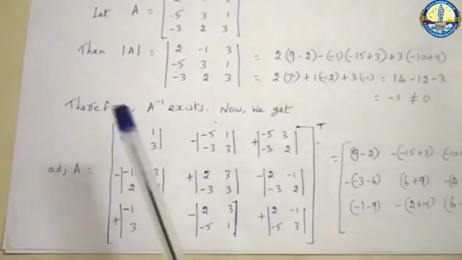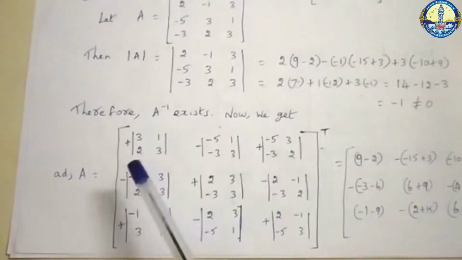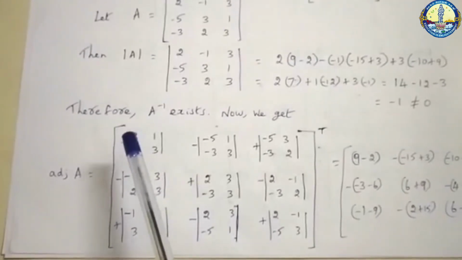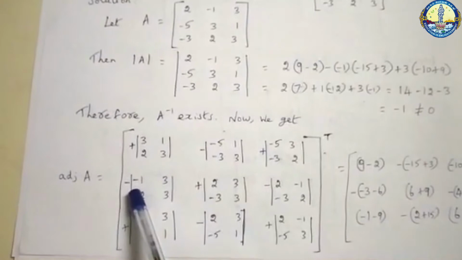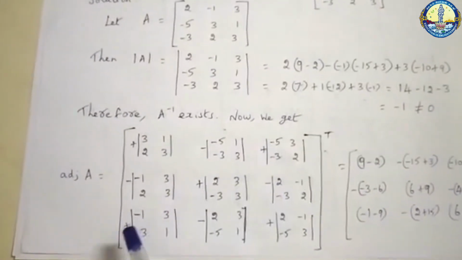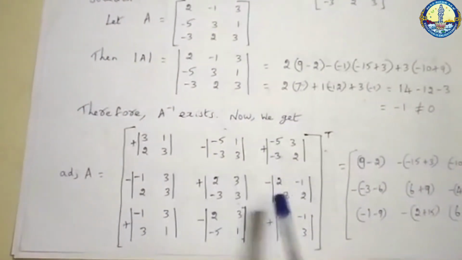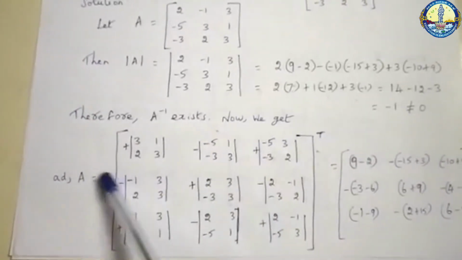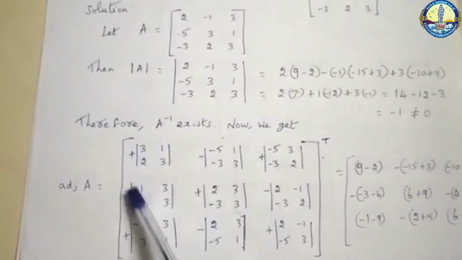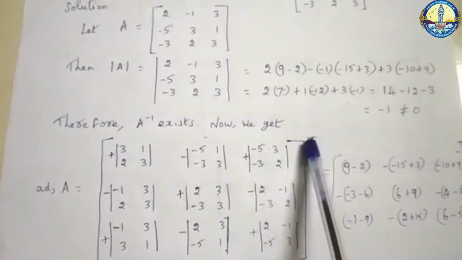So here we write all the cofactors of the elements. We put the signs plus, minus, plus, minus, plus, minus, plus, minus, plus. This is the method of finding the cofactors. Then we have to take the transpose. So for the adjoint of A, we take the cofactors of each element and then find the transpose.